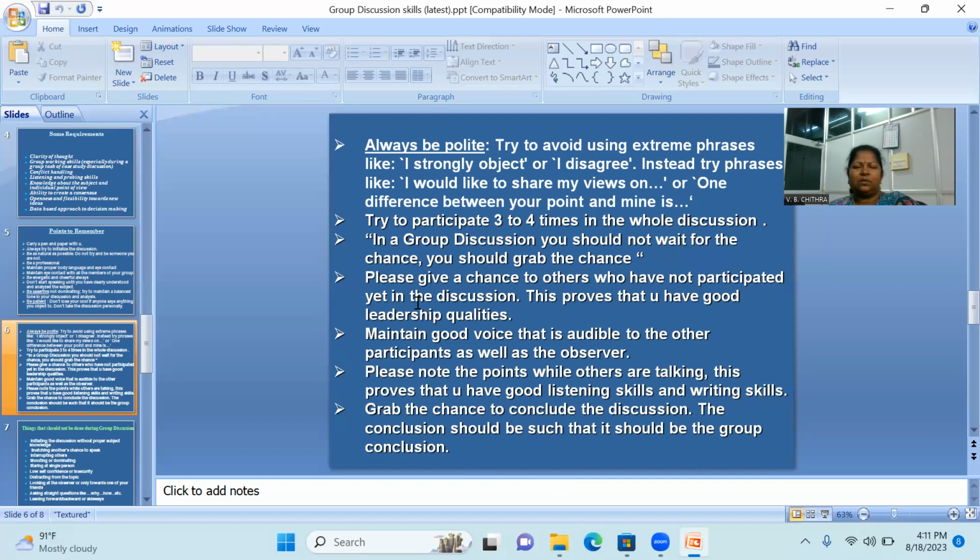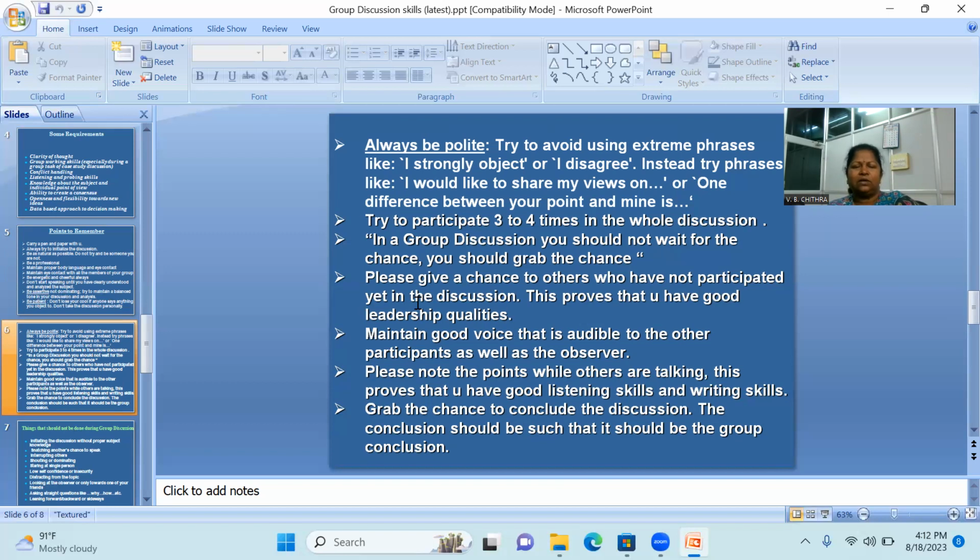And please note the points while others are talking. This proves that you have good listening skills and writing skills. If you write like that, you can avoid the repetition of points. If you're not listening, you will end up restating the same point given by some other candidate. In order to avoid that, you need to write down the important points spoken by others also. In that way, you can show enthusiasm in listening skills as well as in noting down those important points.